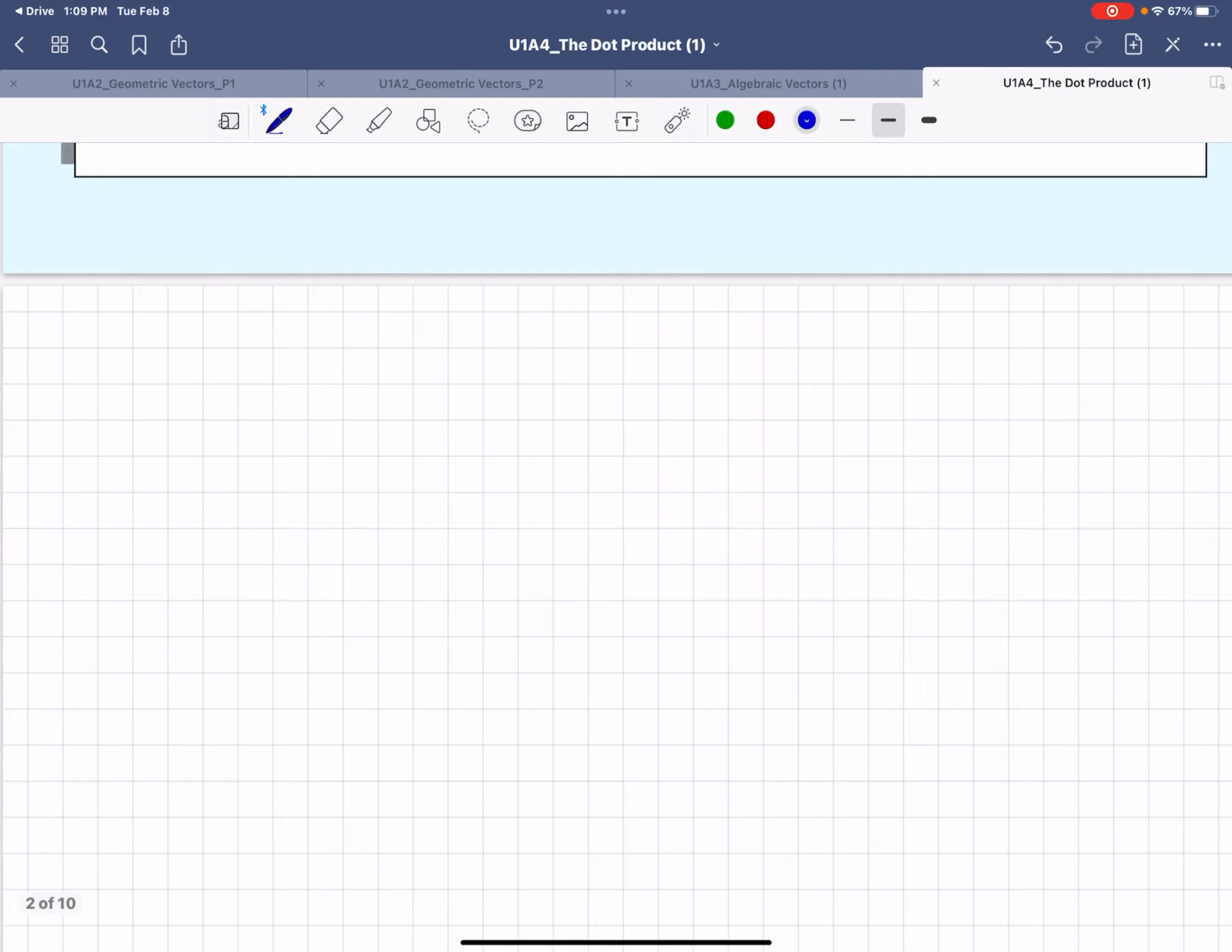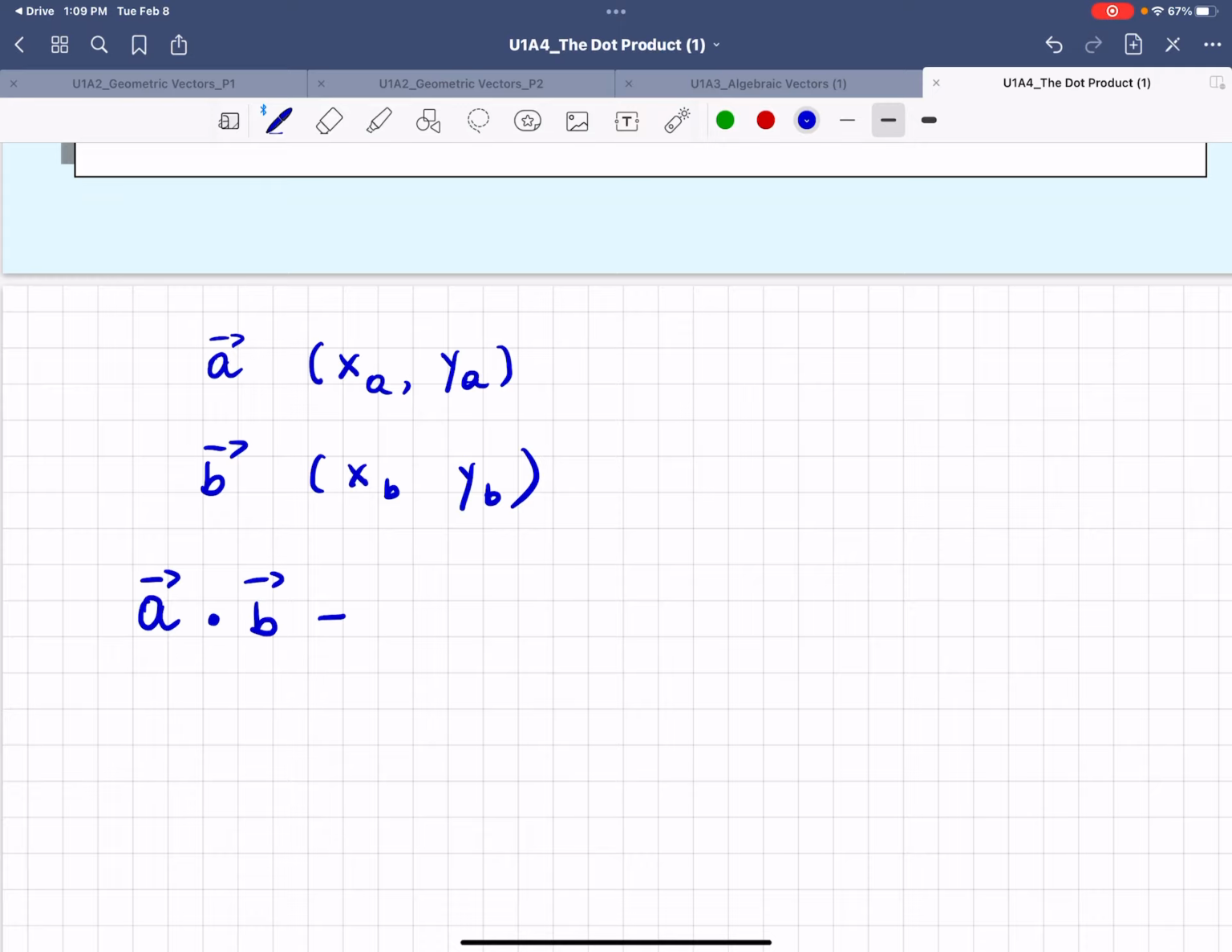Say, for example, we have two vectors given in standard form. Here is vector A with coordinates xa, ya, and some vector B with coordinates xb, yb. Fancy, isn't it? Then we're going to say that the dot product of A dot B, that's exactly how we read it, would be equal to xa, ya dot xb, yb. Nothing fancy, right?